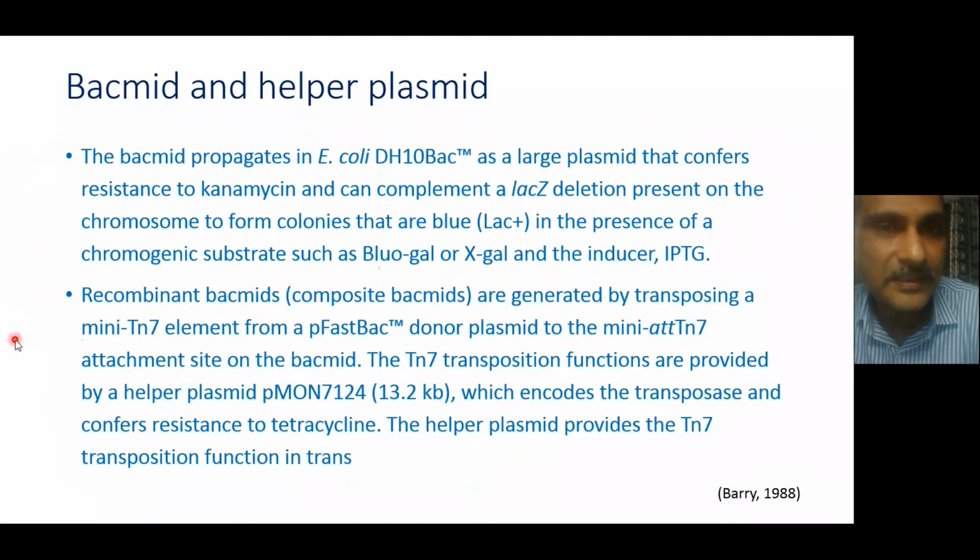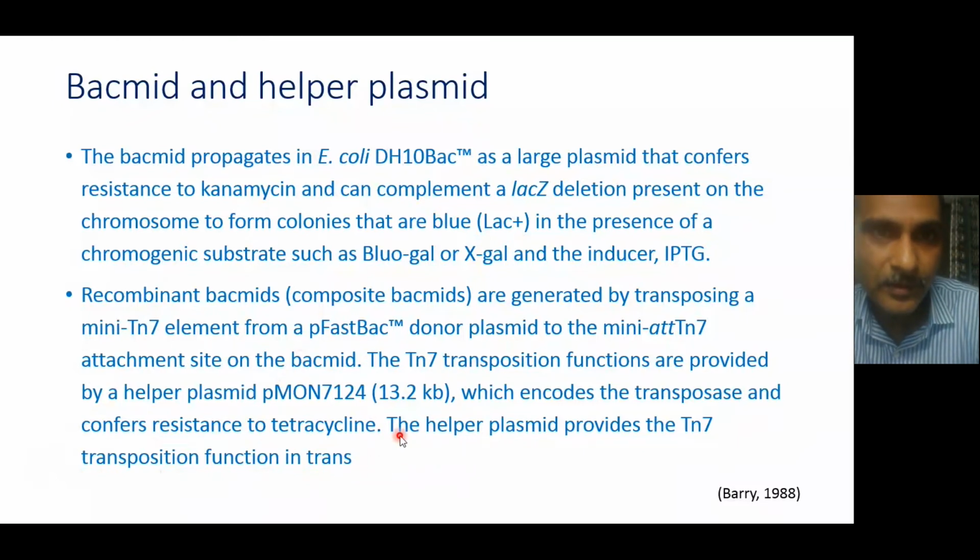For that, these DH10Bac cells also have a small helper plasmid in them. This helper plasmid is called pMON7124, and it encodes the enzyme transposase. So transposase will be produced through this helper plasmid, and to maintain this helper plasmid there is a tetracycline resistance also. So we maintain the helper plasmid within the DH10Bac cell using tetracycline selection. And this Tn7 transposition occurs in the presence of this particular Bacmid.